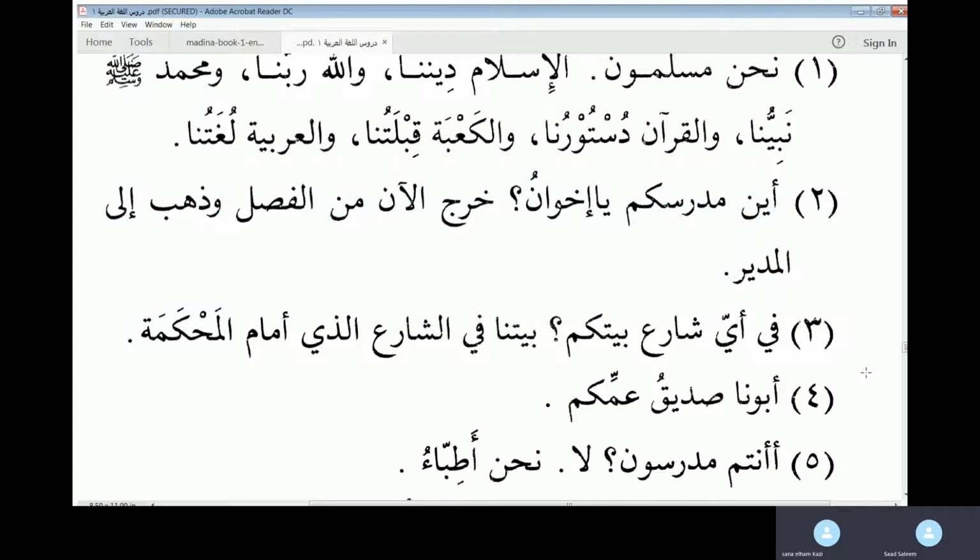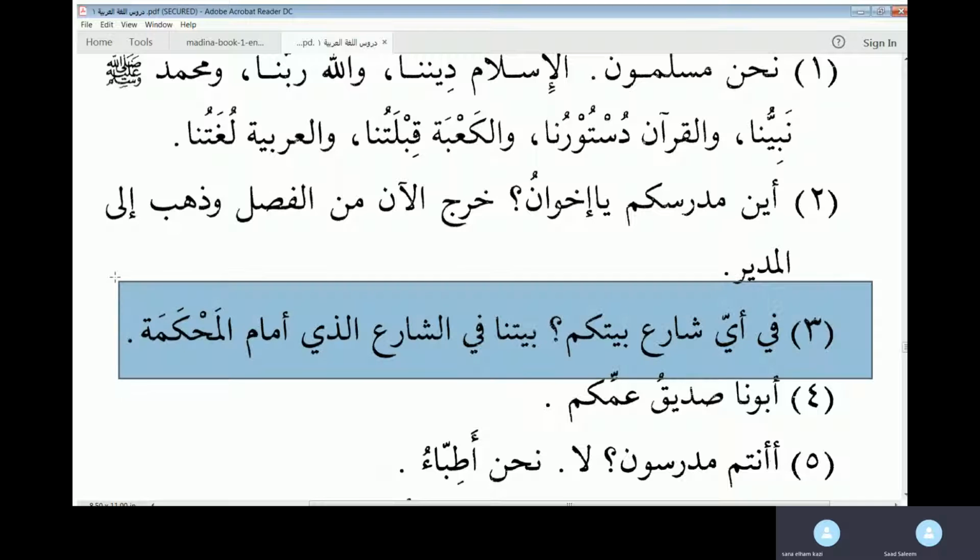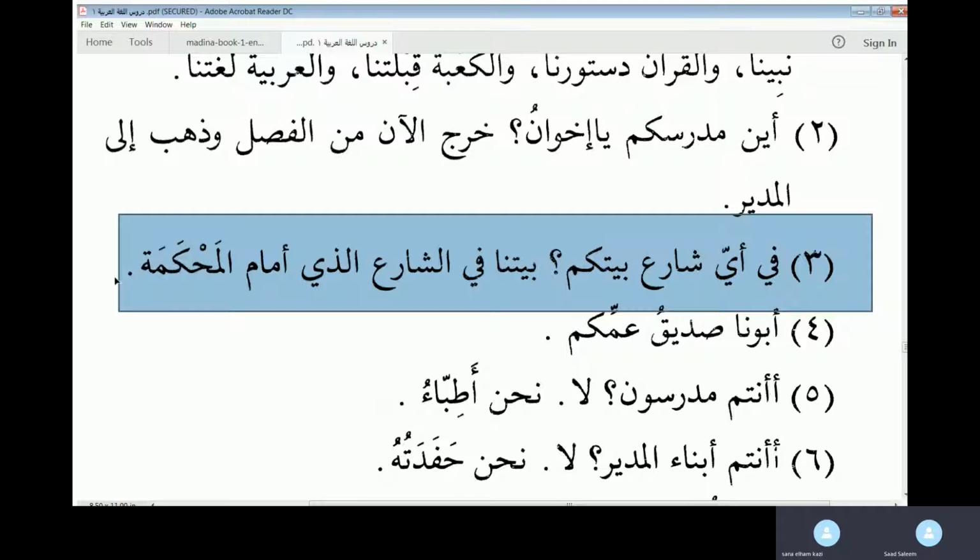Fi ayyi shari'in baitukum? Baituna fi al-shari' alladhi amam al-mahkama. So ayyi is which, which street? In which street is your house? Baituna, our house is in the street which is in front of the library? In front of? Mahkama is library? No. In front of the court, C-O-U-R-T, court. Justice court. Adalat.